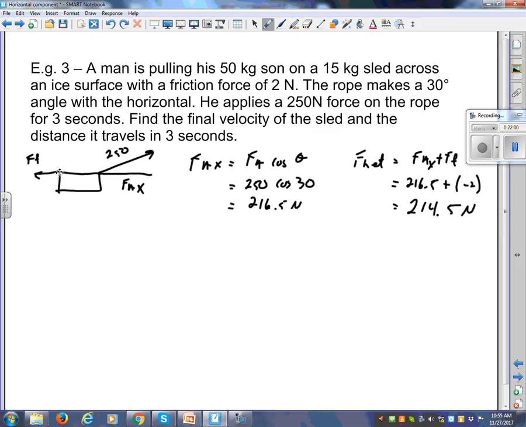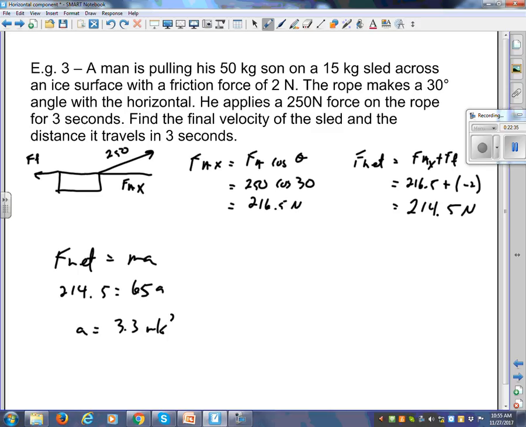Okay, so then as before, we're going to write F net is equal to MA. We're just building up the steps here. What's the mass? 65, right? They threw a little curveball in there. You got to add those two masses together. So 214.5 divided by 65, you get an acceleration of 3.3.